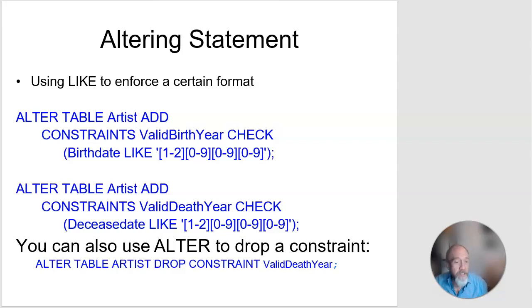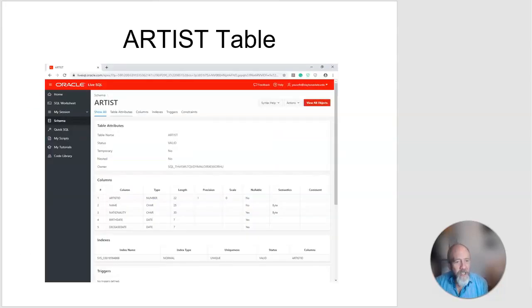And you can drop the constraints. Alter table artist drop constraint valid def year, because the constraint, by the way, has a name. Nice. So once you have created the artist table in here, you can look at the artist table. You can show all.